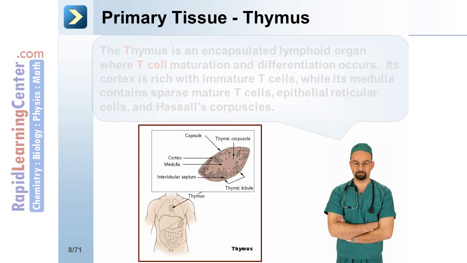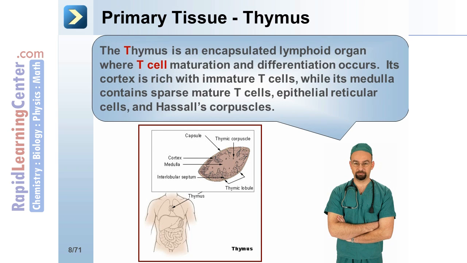The thymus is an encapsulated lymphoid organ where T cell maturation and differentiation occur. Its cortex is rich with immature T cells, while the medulla contains sparse, mature T cells, epithelial reticular cells, and Hassall's corpuscles.